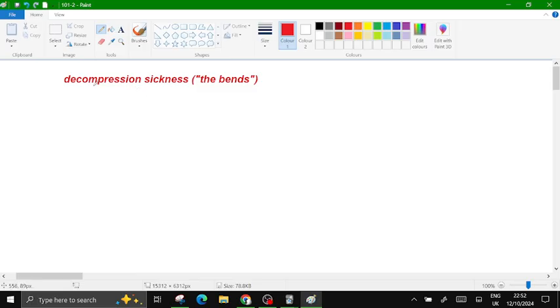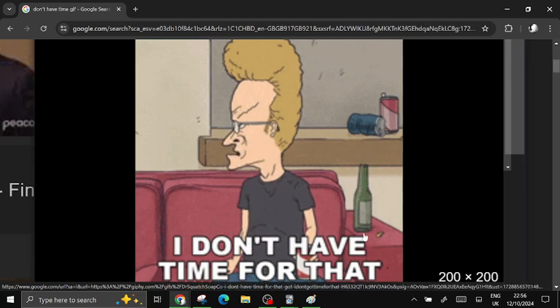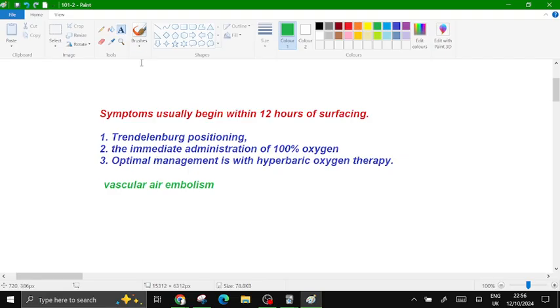The next disease is called decompression sickness. It has another name which is called the bends. It has another name which is called the scuba divers' disease. If you don't have time for the exam, then all you need to know is three things.